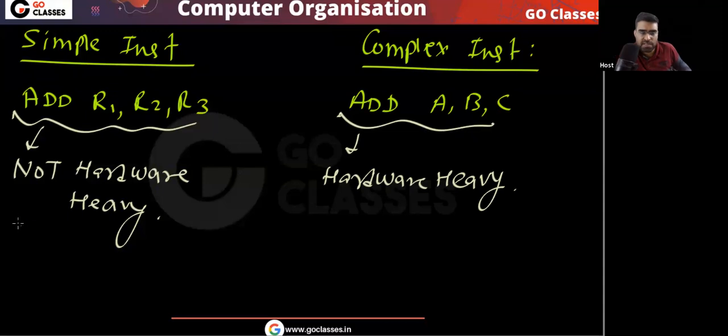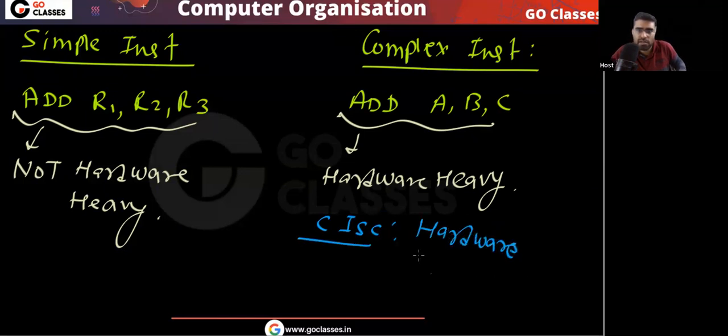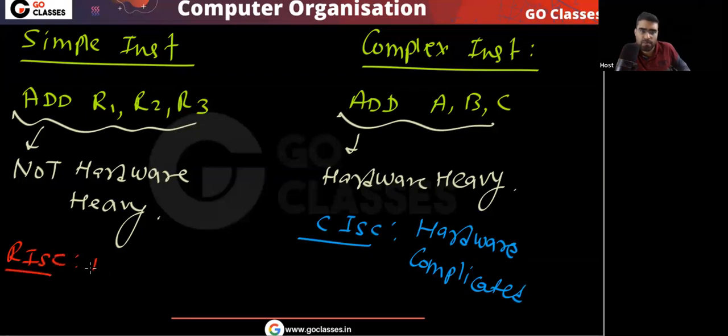So remember, in the CISC computer, the hardware is very complicated. Okay, so in the CISC computer, you can see the hardware is complicated. Is this clear? The hardware is complicated in the CISC computer, and in the RISC computer, the hardware is not so complicated.